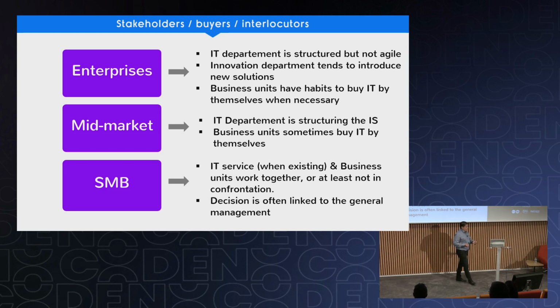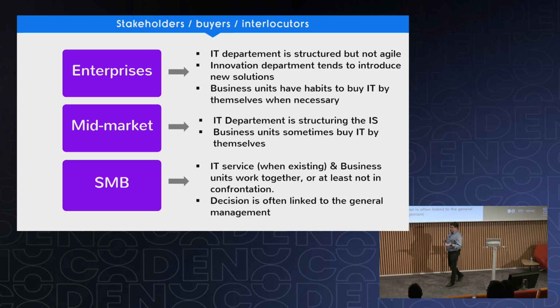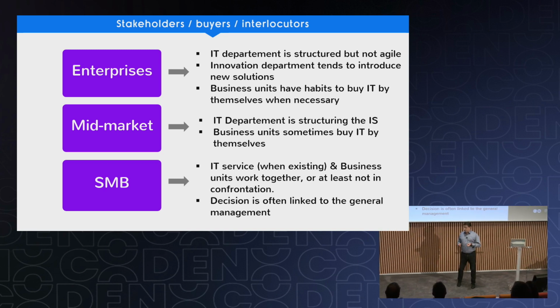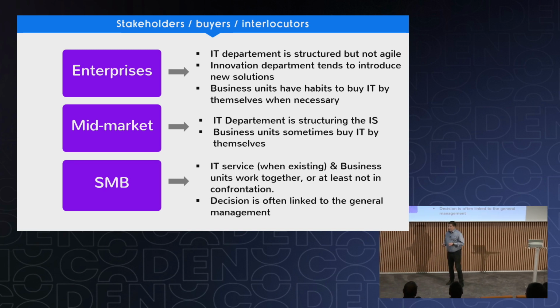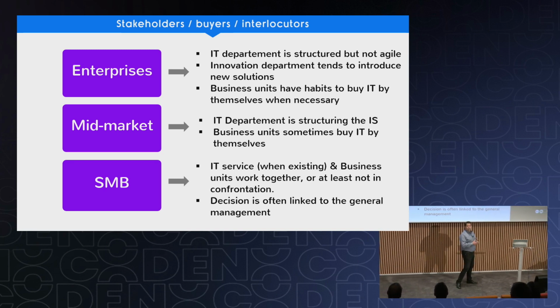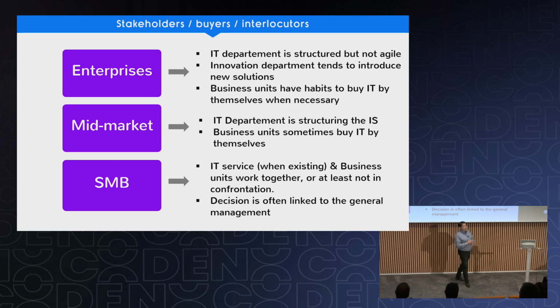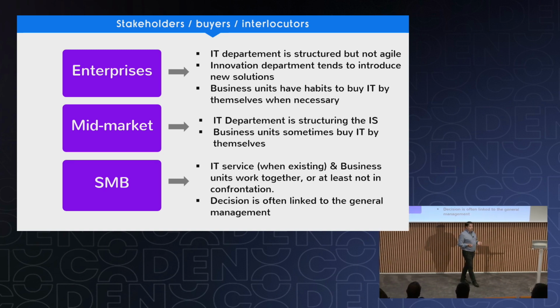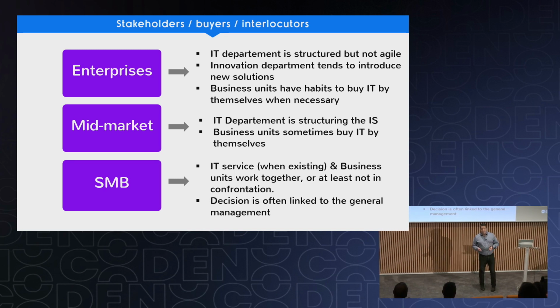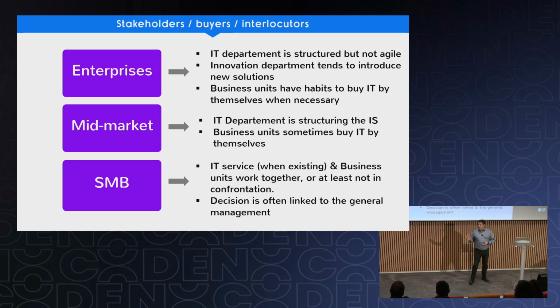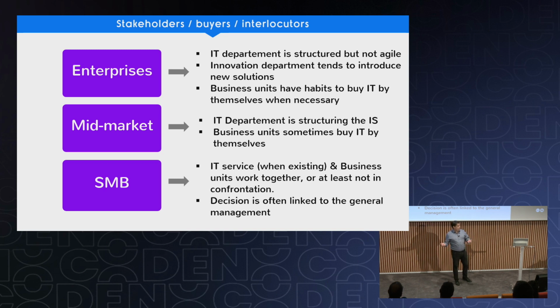In the big companies, in enterprises, the IT department is quite structured, but it's not agile. There's a new department which can be an interlocutor. It's the innovation department, which tends to introduce new IT and business solutions. So no-code tools are studied, and they try to push this kind of tools in the enterprise. Business units are still interlocutors because they have habits to buy IT by themselves when necessary, because the IT department doesn't have the agility to follow all the demands. So you have three kinds of interlocutors in big companies: IT department, innovation, or business units directly.